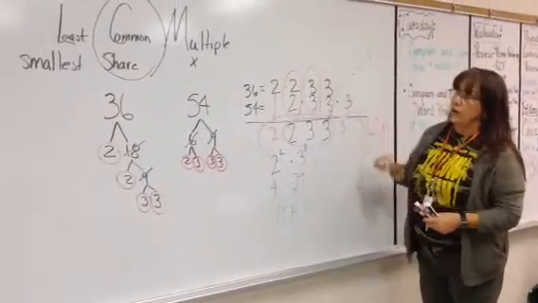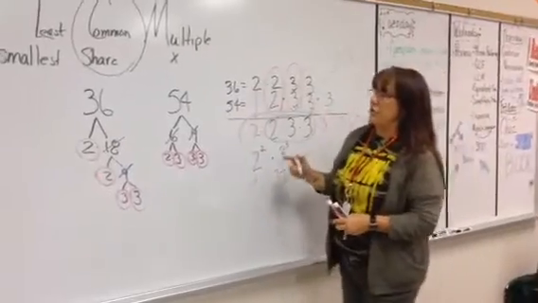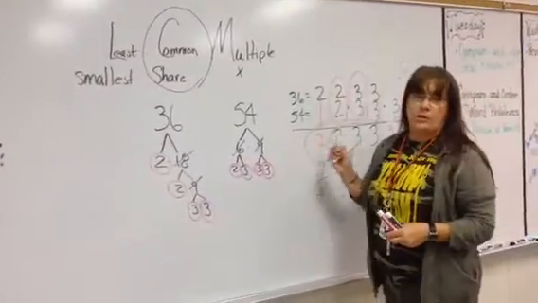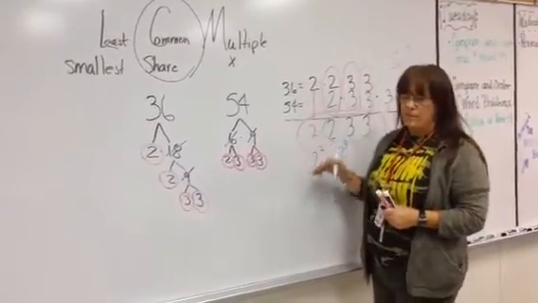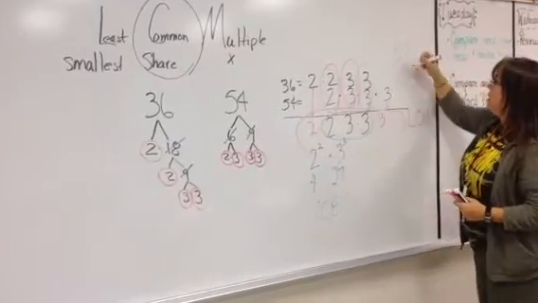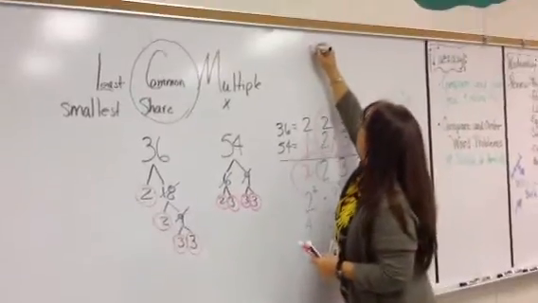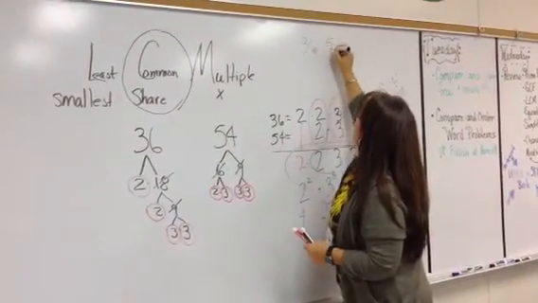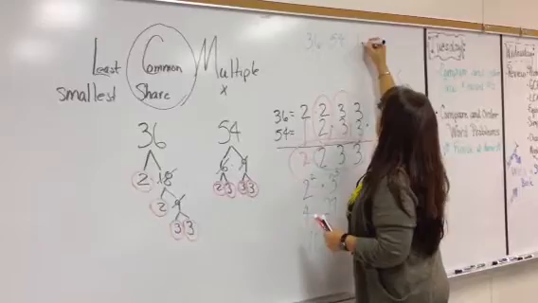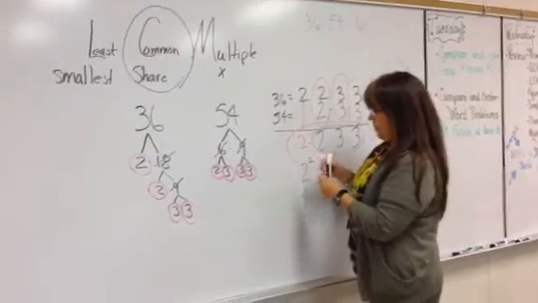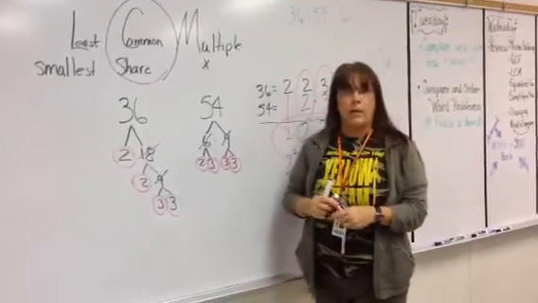Okay, so tonight for homework, I want you to factor out 3 numbers into primes. Then you're going to give me their GCF and their LCM. Those numbers are 36, 54, and 66. Okay, good luck, and bring that into class tomorrow.